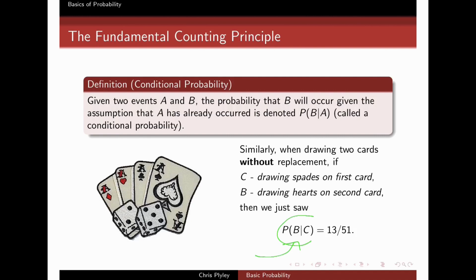And if you see this with these two descriptions of the events, then what's being asked of you is, what's the probability that you will draw hearts on the second card of this experiment if we assume that you drew a spade on the first card? And what we saw is if you draw a spade on the first card, then you still have 13 hearts in the deck and there's only 51 cards left, which is why the probability of B given C was 13 out of 51. We already saw this answer. This is just me writing it with this new conditional probability notation.